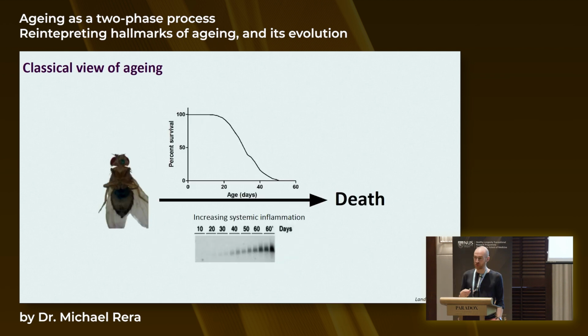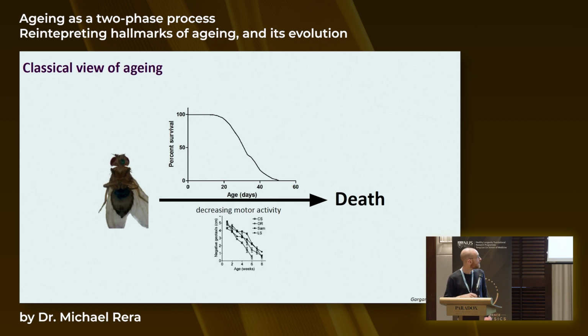And if you do so for all these hallmarks, starting with here, markers of systemic inflammation, you see that from a young age to an advanced age, you have a progressive and continuous increase of their expression as the individuals get older. You see the same if you look at motor activity.